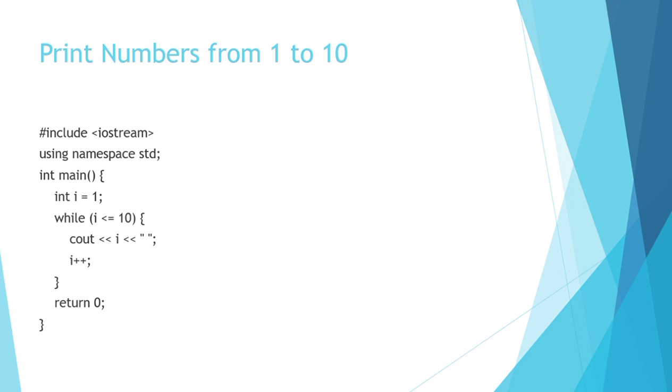int i = 1. Here, a variable i of type int, integer, is declared and initialized to 1. This variable will serve as the counter for the loop and will control how many times the loop runs.